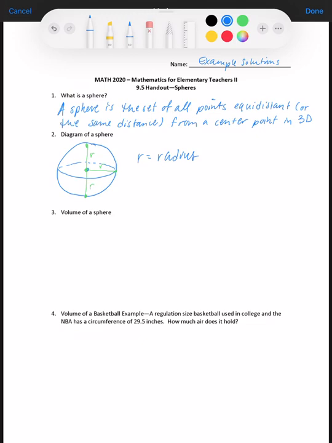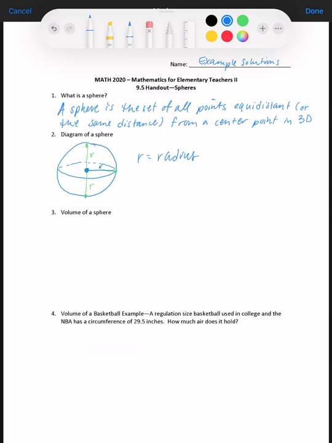Now, the next thing that we're going to talk about is the volume of a sphere. So once we know what a sphere is, we can find the volume of it. How much space does it take up in 3 dimensions? Now, we need to derive the formula for volume, just like we do in all other 3D geometric objects. We derive it from something that we already know.